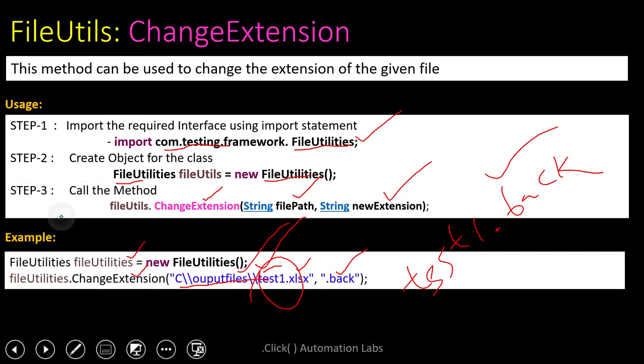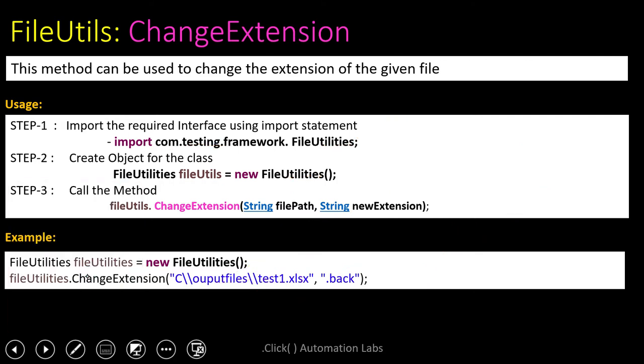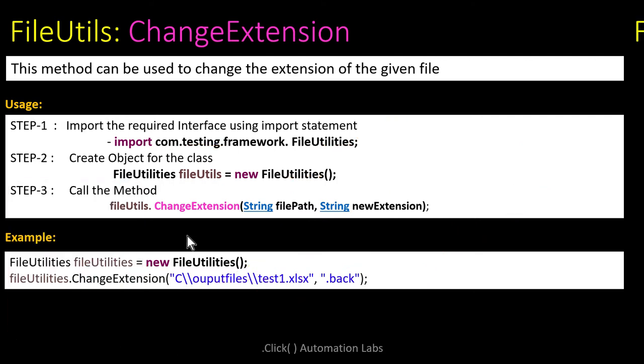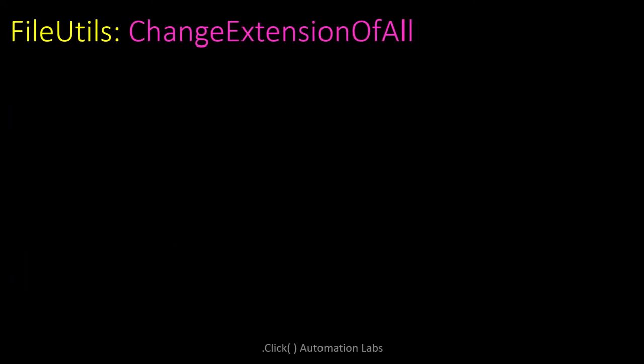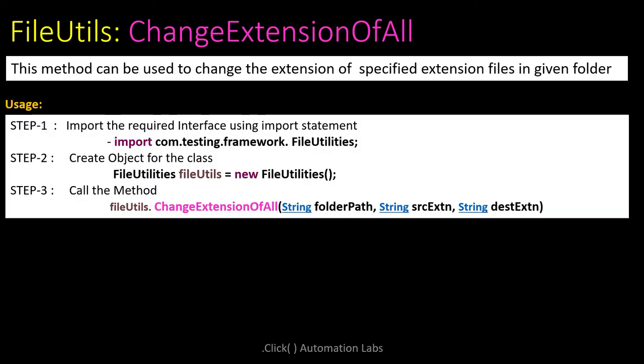So let's move on to the next. I have another method called change extension of all, which is similar to the previous one, but it helps change all the files matching the given extension. Let's see how we can use it. Import this class file utilities.